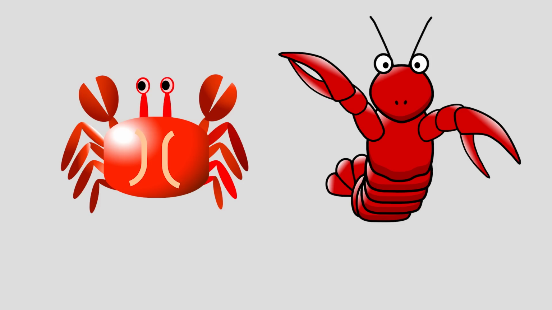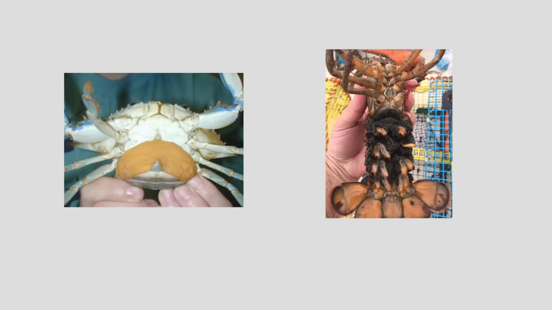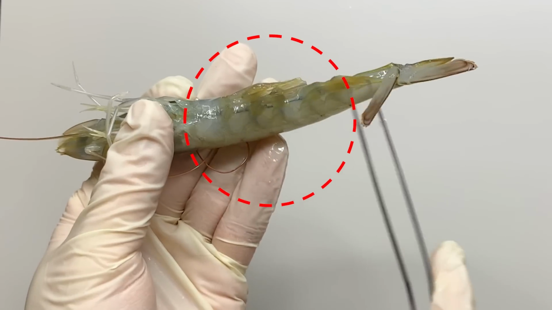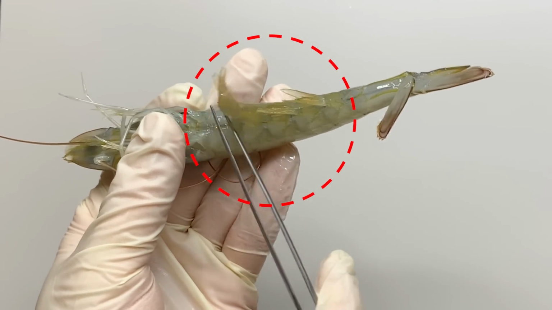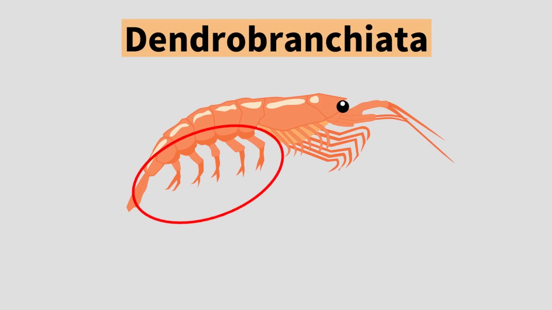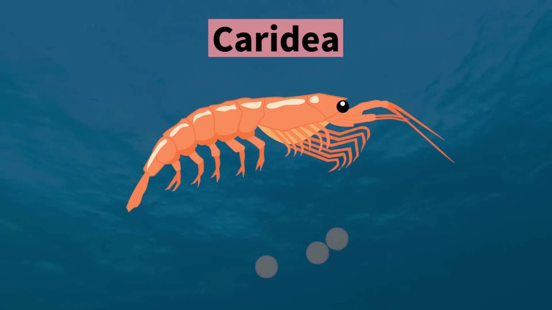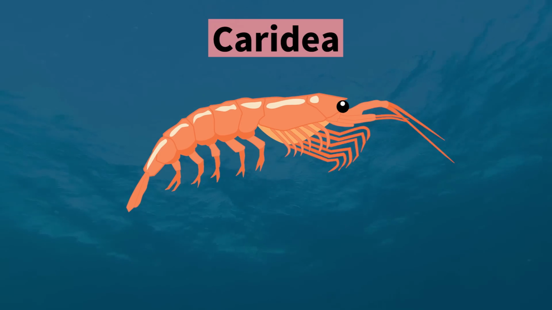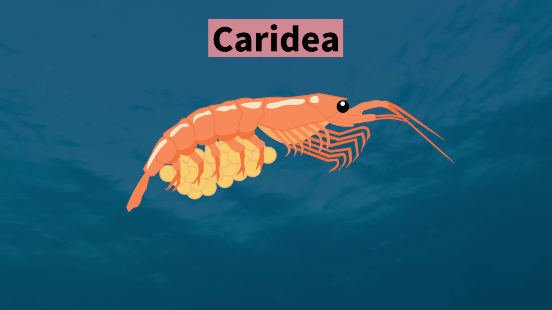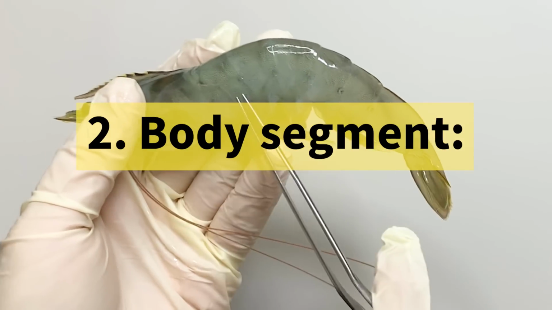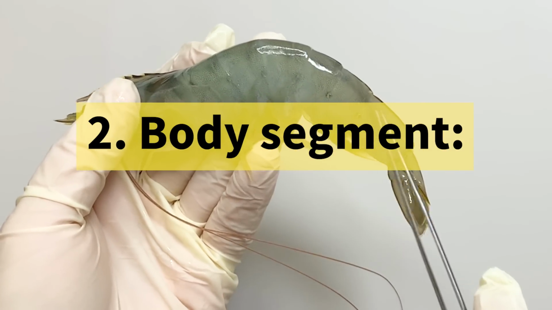Thus, you may have seen crabs and lobsters from the same suborder carrying eggs, but never in black tiger prawns or whiteleg shrimps. This is because Dendrobranchiata release their eggs into the sea, while Caridea use their ventral legs for scattering eggs. The second difference is body segmentation.